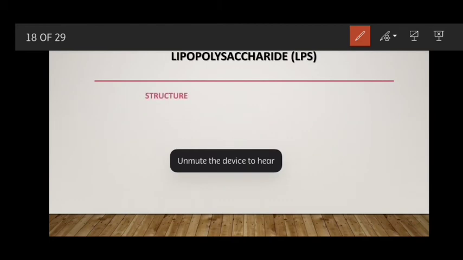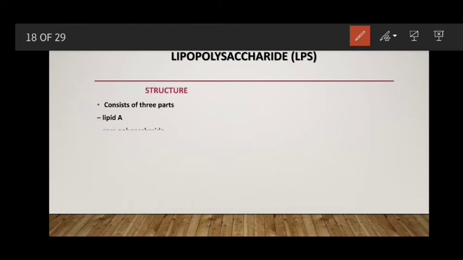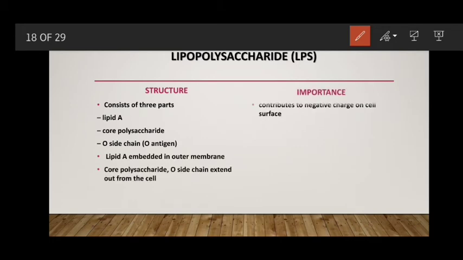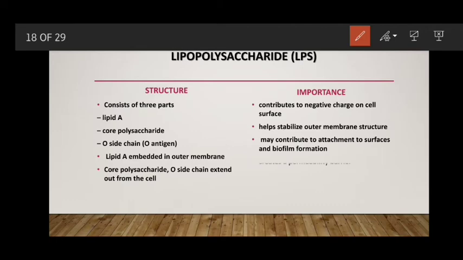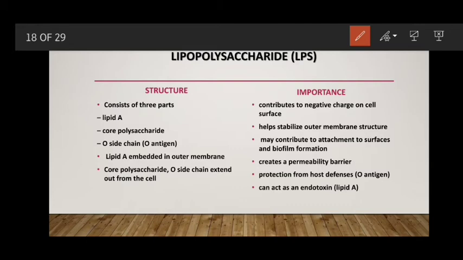Now moving on to lipopolysaccharides. Lipopolysaccharides are large complex molecules containing both lipid and carbohydrate, and they consist of mainly three parts: lipid A, core polysaccharides and the O side chain, popularly known as the O antigen. Now LPS has many important functions. Firstly, it contributes a negative charge to the bacterial surface. As a major constituent of the exterior leaflet of the outer membrane, lipid A helps to stabilize the outer membrane structure.